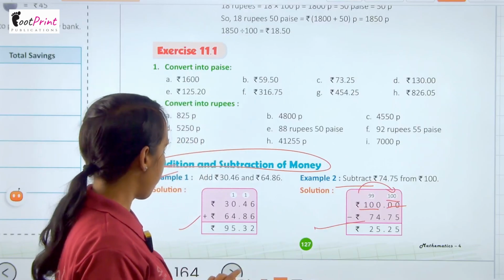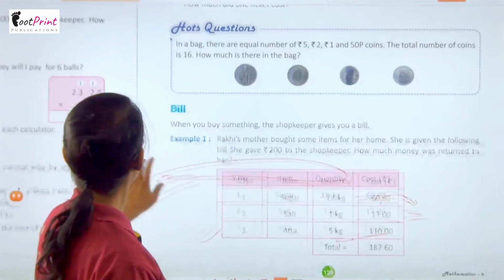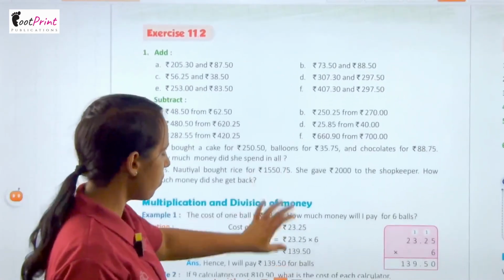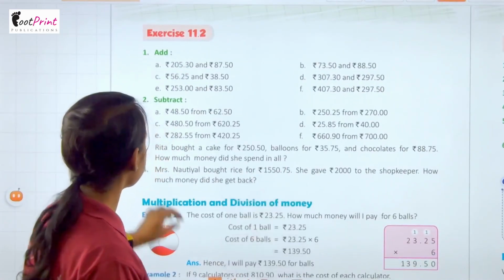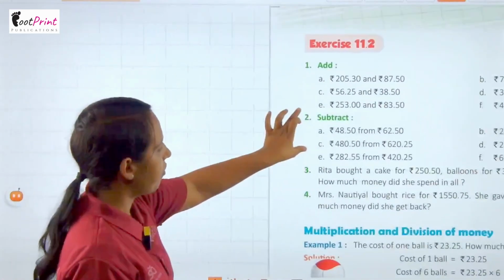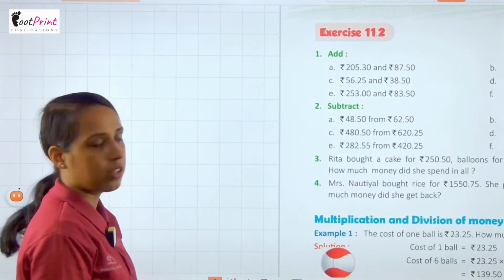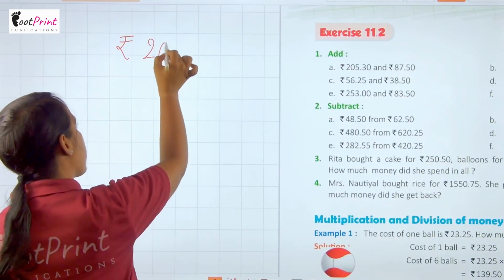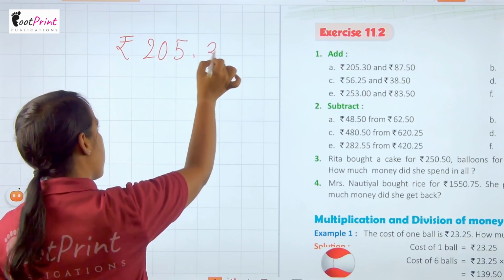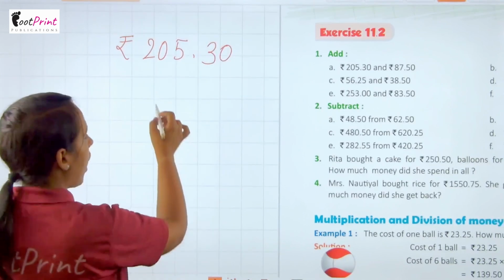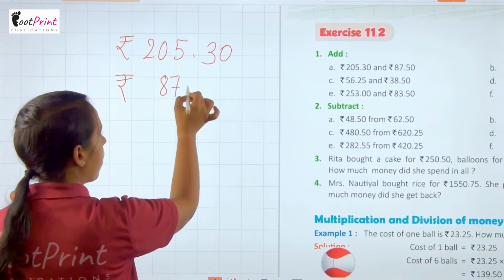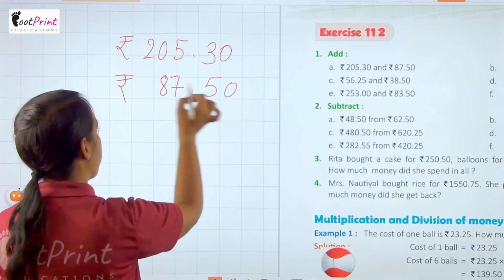Okay, now we are moving on. Here we have exercise 11.2. Let's solve it. The first question is to add, and we have to add what? 205.30 rupees and 87.50 rupees.